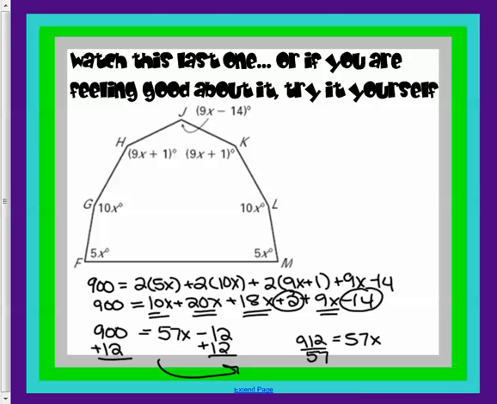So now we have to divide. When we divide by 57, we get 16. So x equals 16.